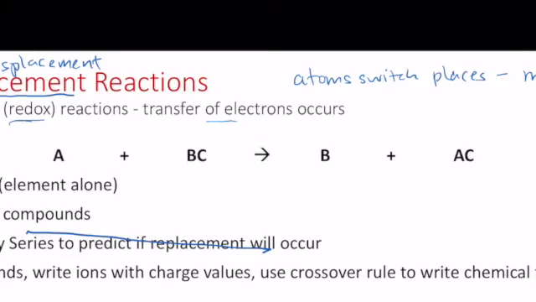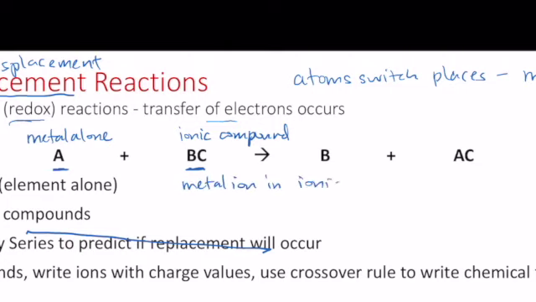So here's the general format that shows the reactants on the left, and you have A that represents a metal alone. So for example, just zinc or just copper. And then BC is where you have a metal plus a non-metal in an ionic compound. So B represents a metal ion in the ionic compound. Okay, so that's B. And then C is the non-metal ion in that ionic compound.